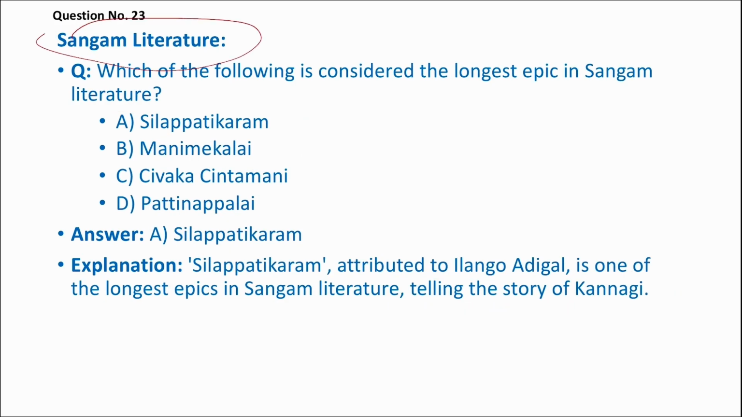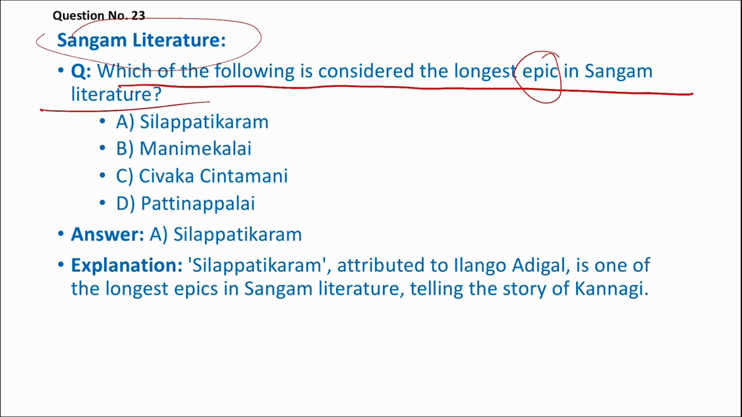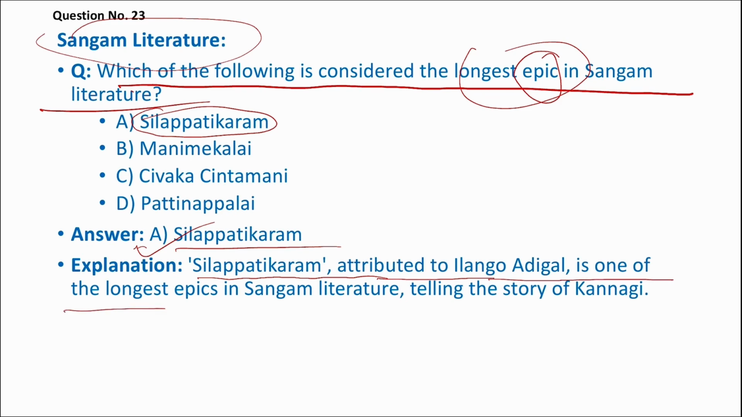The next question is on Sangam literature. Which of the following is considered the longest epic in Sangam literature? Silapatikaram, Manimekalai, Sivaka Chintamani, Pattinappalai. The right answer is Silapatikaram. Option A is right. It is the longest epic of Sangam literature. So Silapatikaram, attributed to Ilango Adigal, is one of the longest epics in Sangam literature, telling the story of Kannagi.